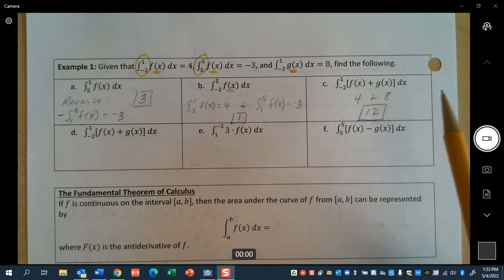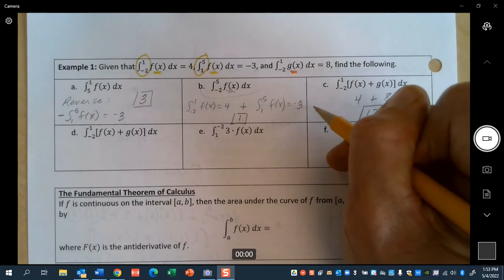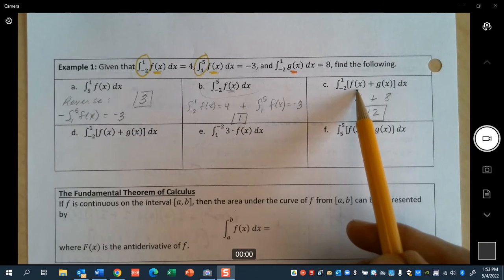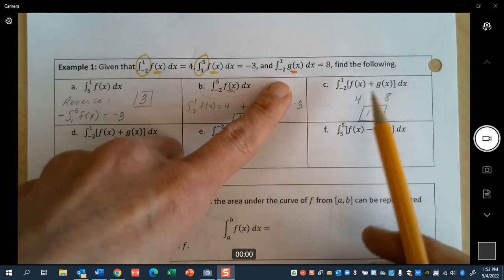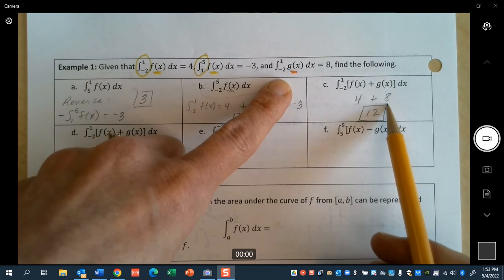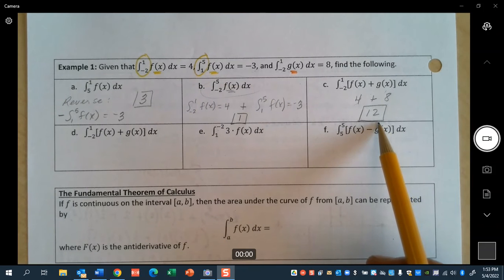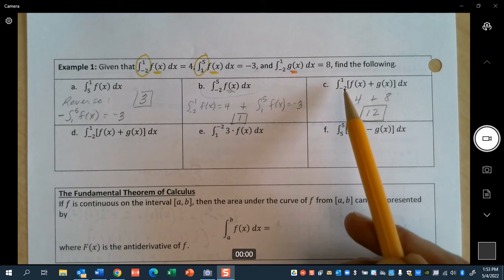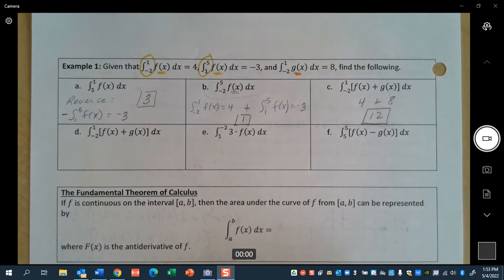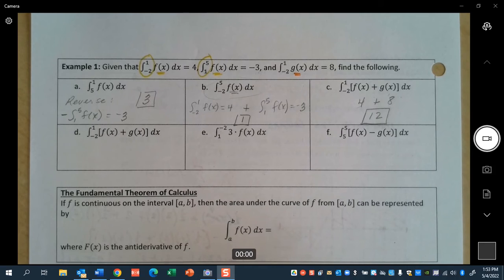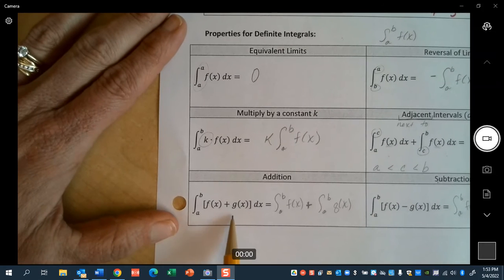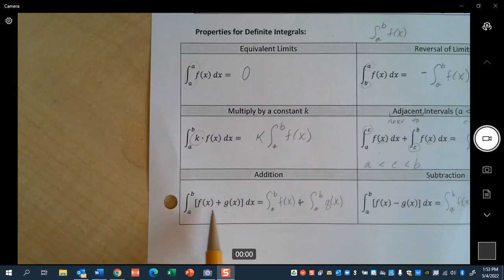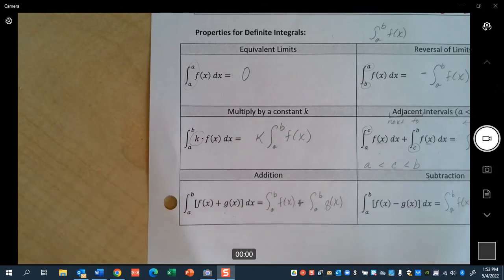All right, so I can break these up and figure out the integral of f of x is 4 along that interval, and of g of x is positive 8. So I can add them together. The area under the curve of these two functions from -2 to 1 is equal to 12. Okay, and that's this property here, where I can, along the same interval, take the integral separately.